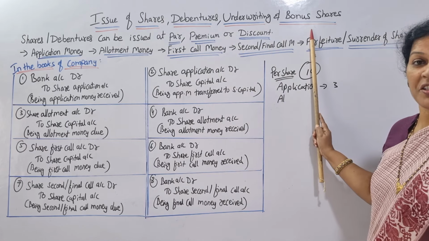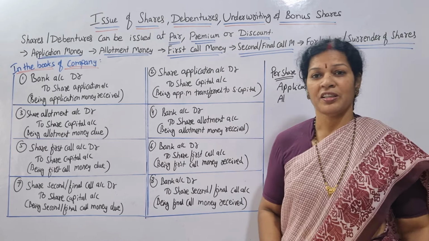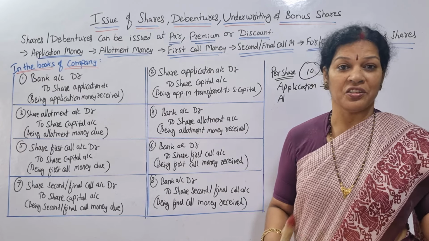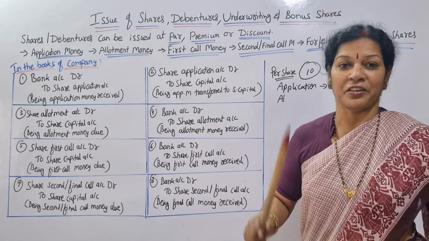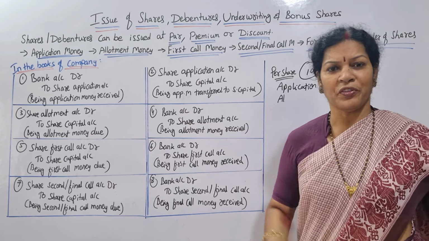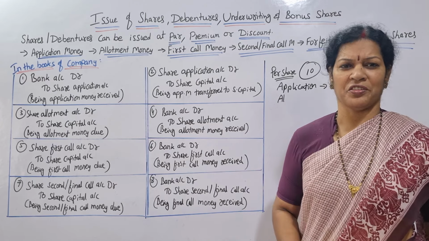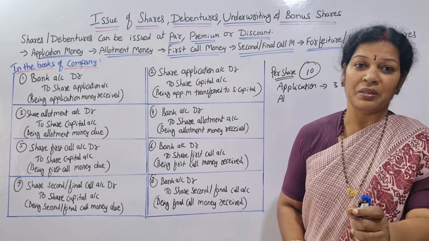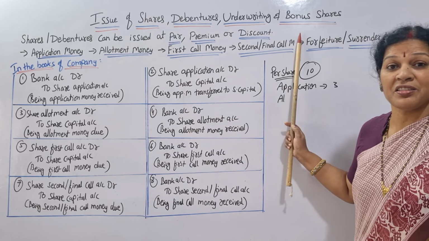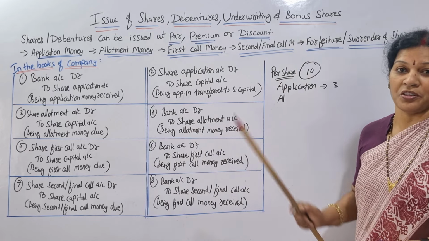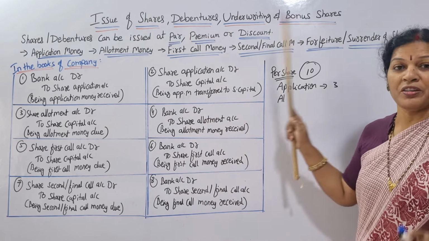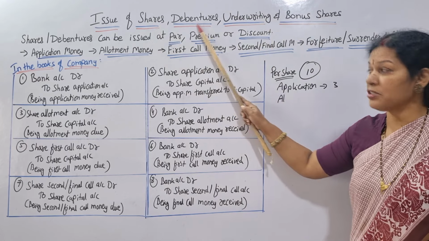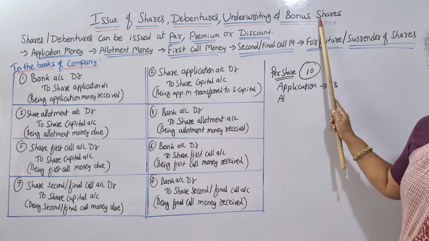And the next point is bonus shares. What is bonus shares? Sometimes the company may give the shareholders bonus shares, extra shares. It is like a gift. Lots of profits we got, let us give some bonus shares to the shareholders. Sometimes they may give cash, sometimes they may give shares. If they allot shares, then that is bonus shares. So these are the 4 points we are going to discuss in this chapter: issue of shares, issue of debentures, underwriting and bonus shares.